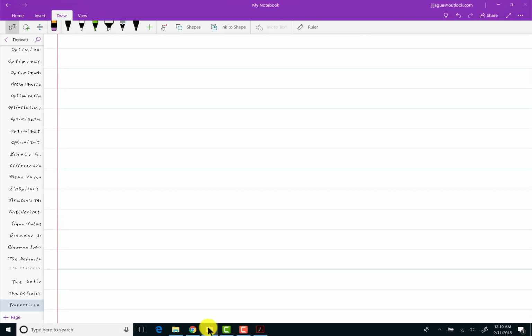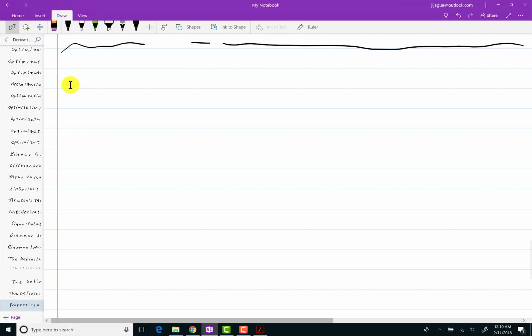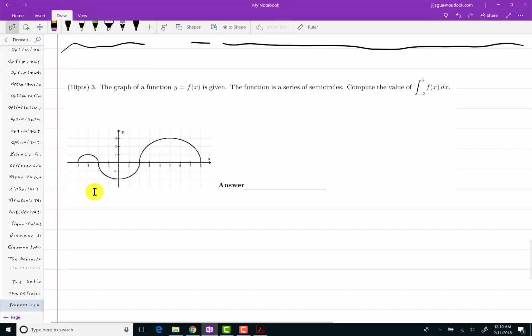I thought I might sneak in, not sneak in really, but use some of my old test questions and see how it goes. Here I have the graph of a function. The function is a series of semicircles. Okay, so semicircle, semicircle, semicircle. Gotcha. I want the area or the integral from -3 to 5.